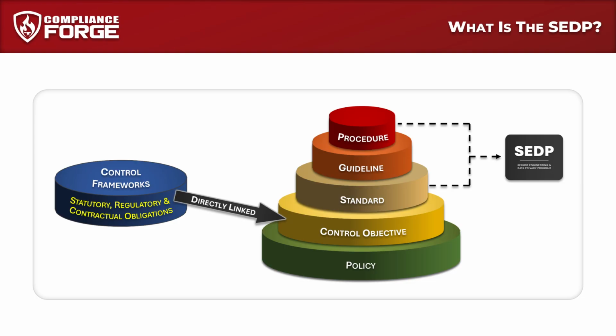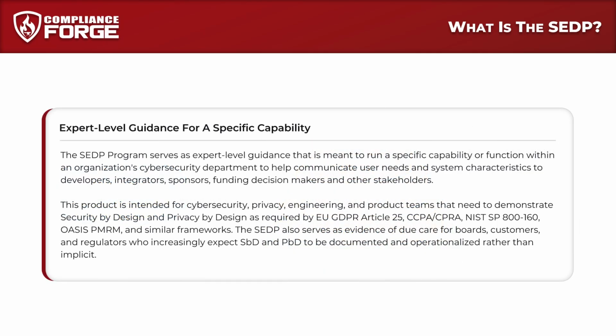The solution is focused at the procedural and guideline levels, where it straddles the territory between an organization's centrally managed policies and standards and its decentralized, stakeholder-executed procedures. The SEDP serves as expert-level guidance, meant to run a specific capability or function within your cybersecurity department to help communicate user needs and system characteristics to developers, integrators, sponsors, funding decision-makers, and other stakeholders.